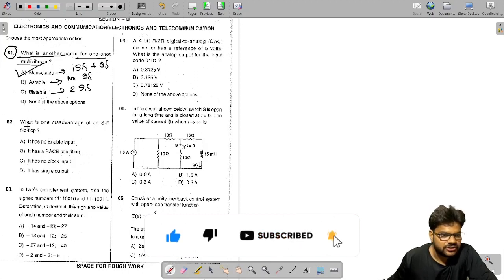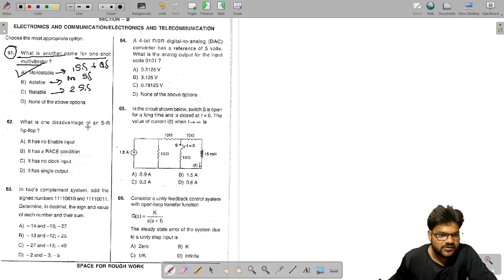Question number 62: what is one disadvantage of SR flip flop? If you make a truth table of SR flip flop, we have inputs S and R and the output, let us say the next state, Q(n+1). If you give inputs 00, 01, 10, 11, then for 00 you get the same output as before, so it is memory.